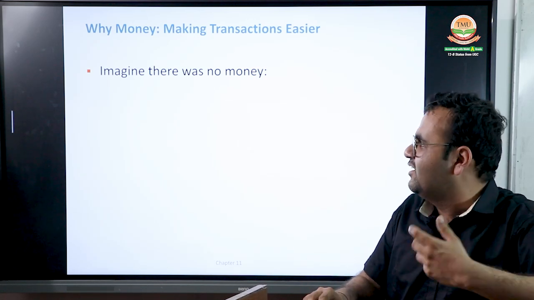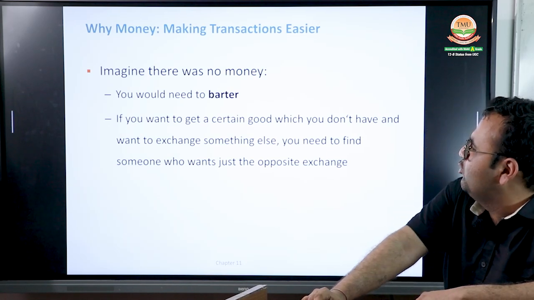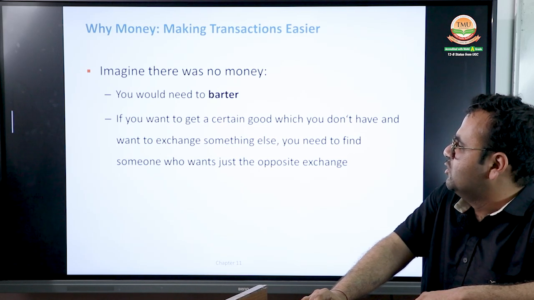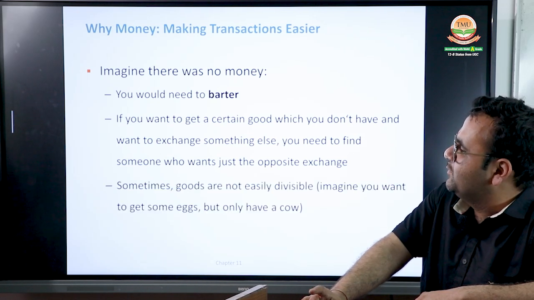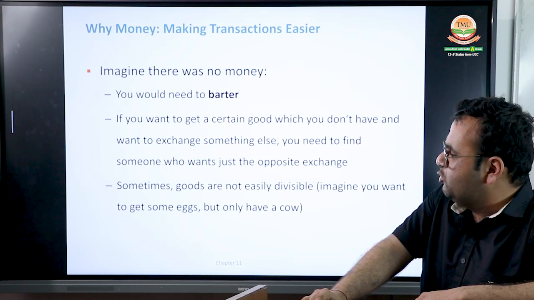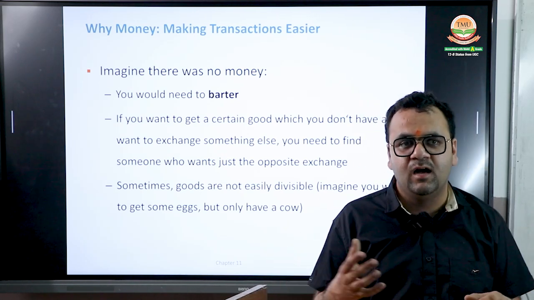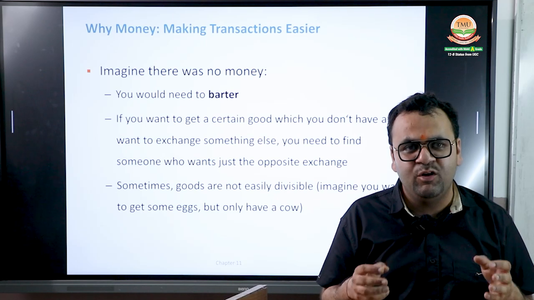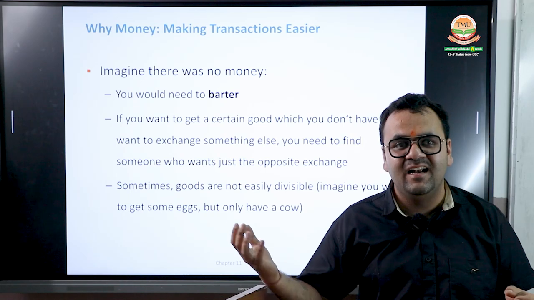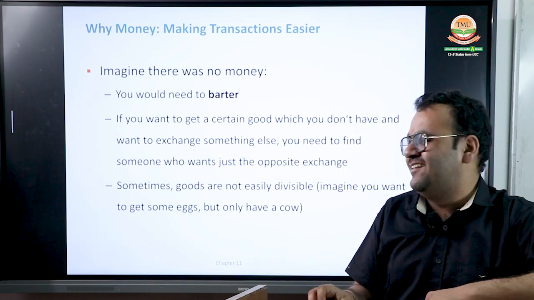Imagine that there was no money. Would you need to barter? You will go for the barter system. If you want to get certain goods which you don't have and want to exchange something else, you need to find someone who wants just the opposite exchange. Sometimes goods are not easily divisible. Imagine you want to get some eggs but have only a cow. I have given the example of wheat and rice: if you want rice and you have wheat, you go to some other person who needs wheat and has rice, to interchange your goods to satisfy your basic needs.